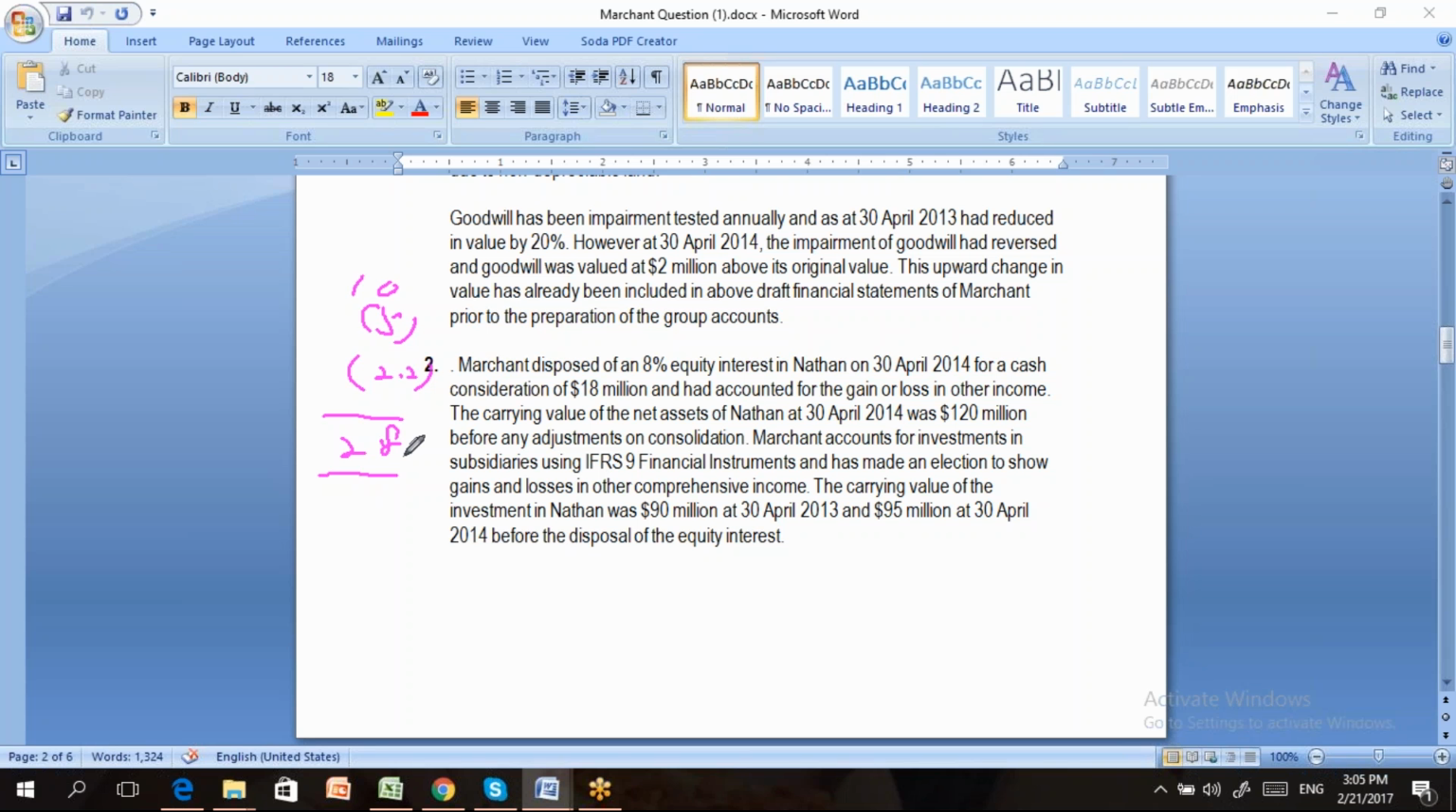Right. Then now we include OCI. OCI we have revaluation surplus 2.8, plus defined benefit plan minus 2, and cash flow hedge minus 3. The total other comprehensive income will be 2.8 minus 2 minus 3. Have you got the figure?